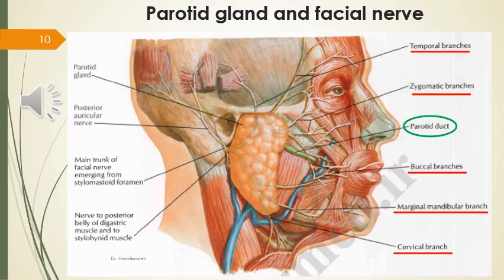The buccal branches are around the parotid duct. You can see in green in the picture. And this is a guideline for finding the buccal branches. These branches innervate the mimetic muscles of the face or facial muscles.